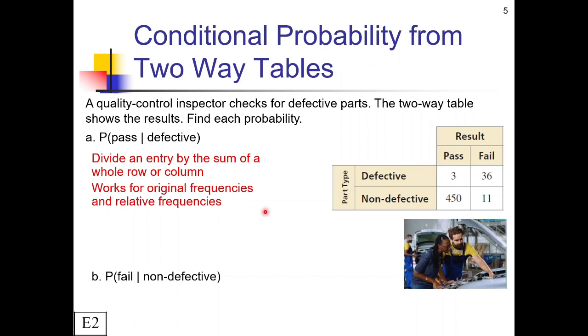All right, so if I want this probability, I need to find the number of things that passed and were defective and divide that by the total number of defective parts. So pass and defective divided by defective. So the pass and defective is this single entry right here, 3. And we're dividing that by all the defective parts, which is this whole row, the defective row. So 3 plus 36.